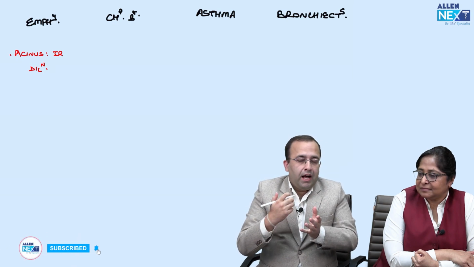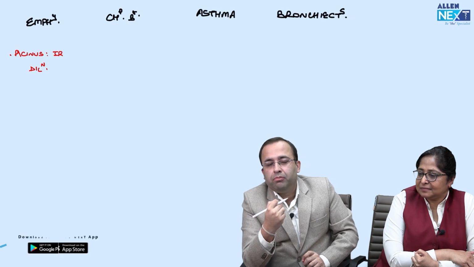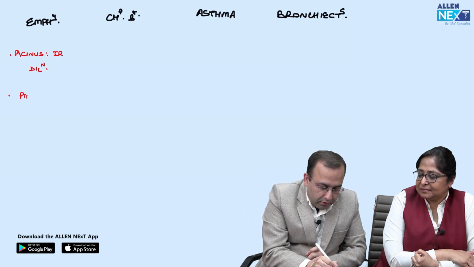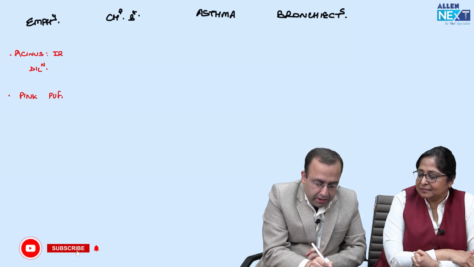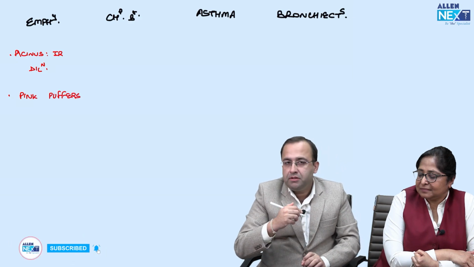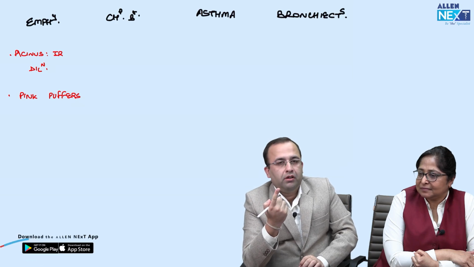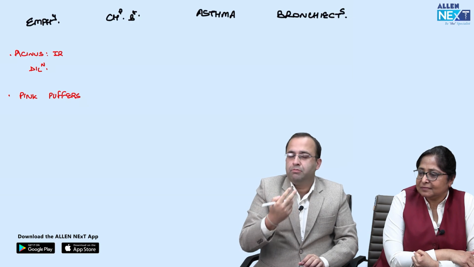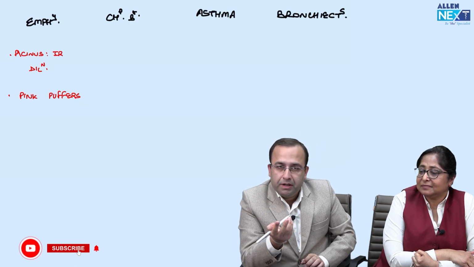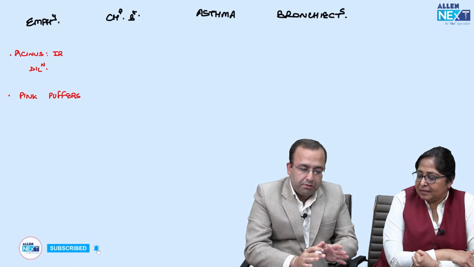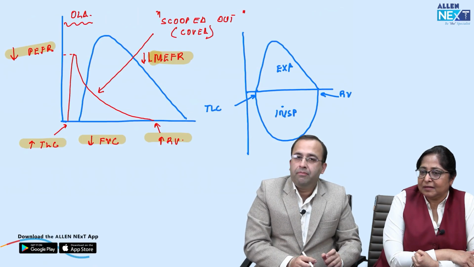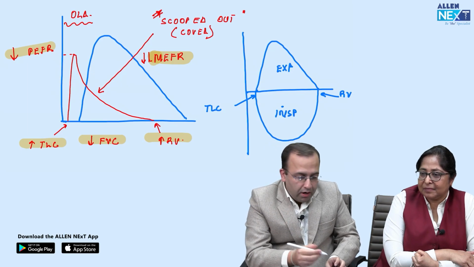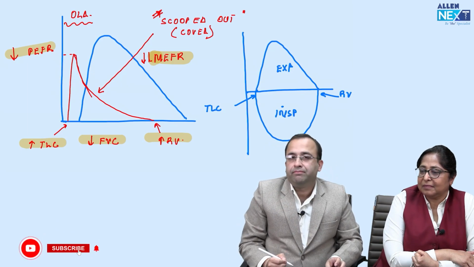Where is the problem? As ma'am has beautifully explained, the problem is in expiration. So this is called pink puffers. The patient is pink. He is not cyanotic, firstly, and he is puffing, taking long breaths. He is puffing because there is a problem in expiration, as is explained in this diagram. That is why there is presence of a scooped out curve during expiration.